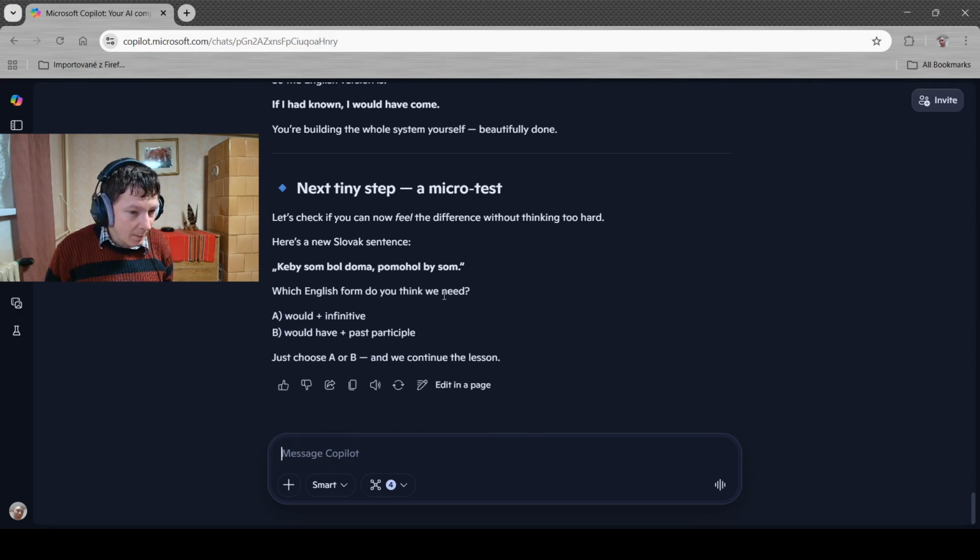Next, tiny step and micro test. Let's check if you can now feel the difference. We found thinking too hard. Here's a new Slovak sentence. Keby som bol doma, pomohol by som. I think it's again B. Would have plus past participle.